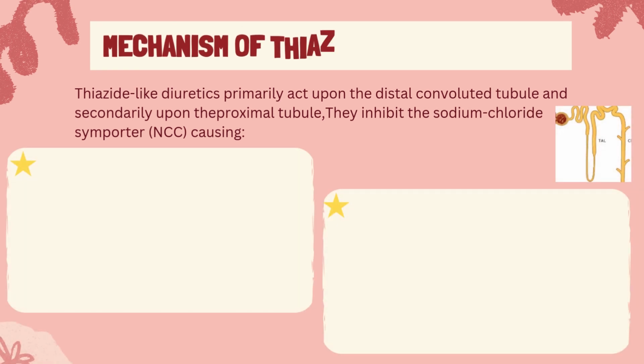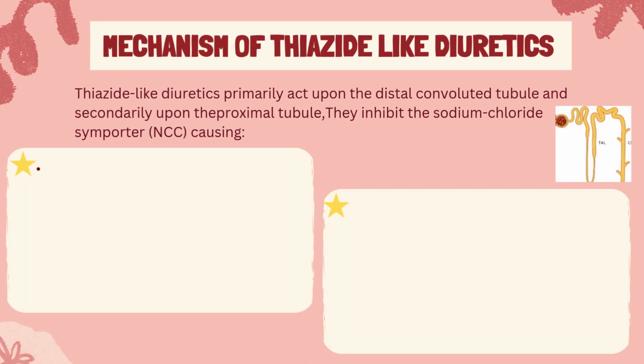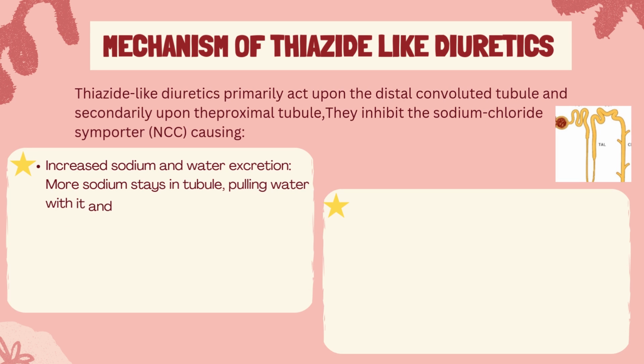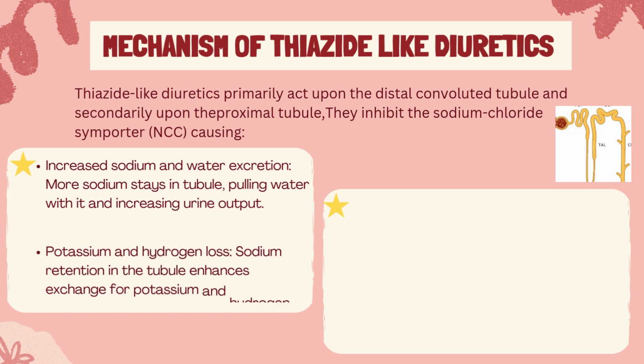How do thiazide-like diuretics work? Firstly, more sodium stays in the tubule, pulling water with it and increasing urine output, so it causes increased sodium and water excretion. Secondly, sodium retention in the tubule enhances exchange for potassium and hydrogen, causing their loss.